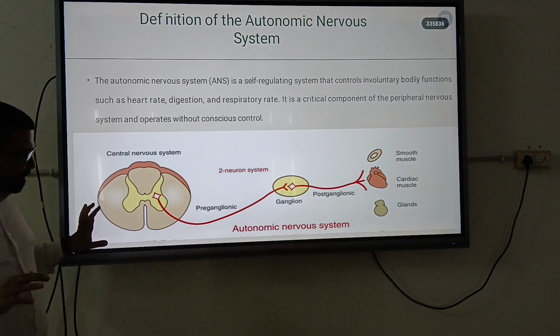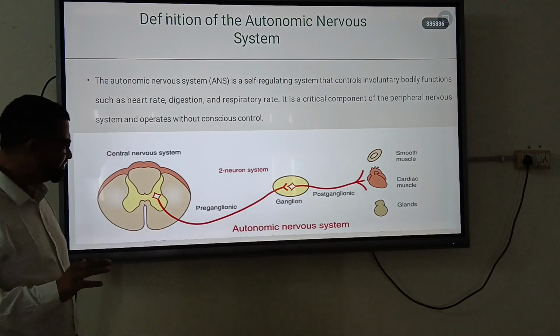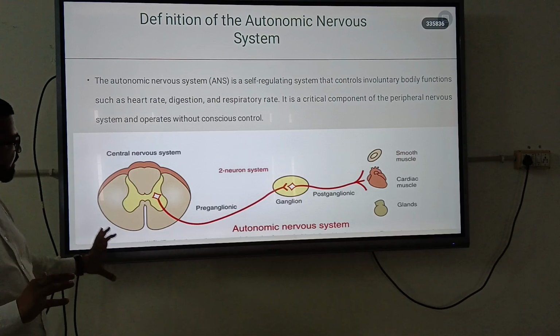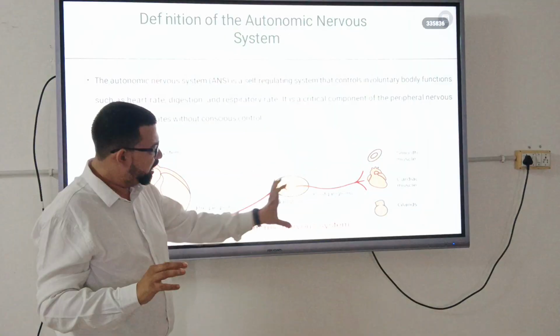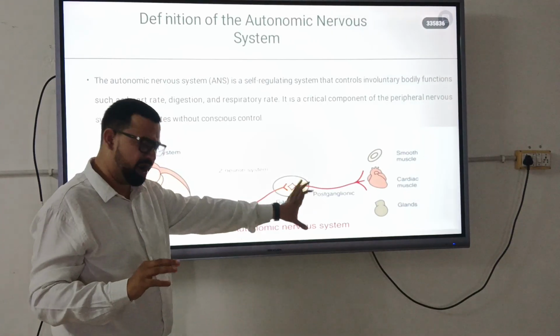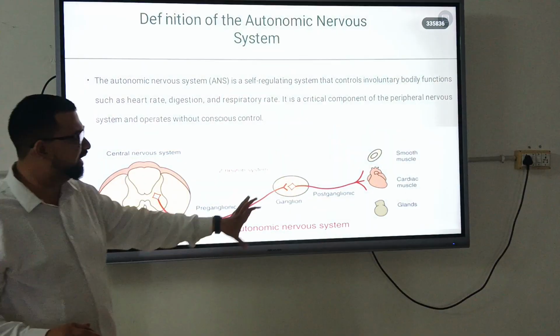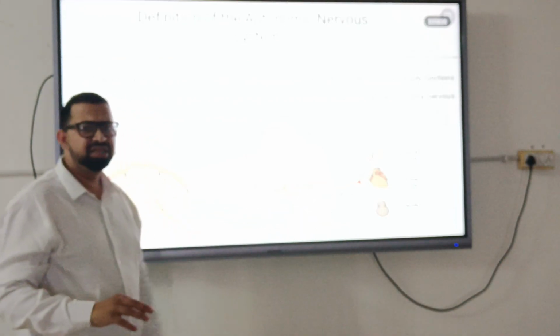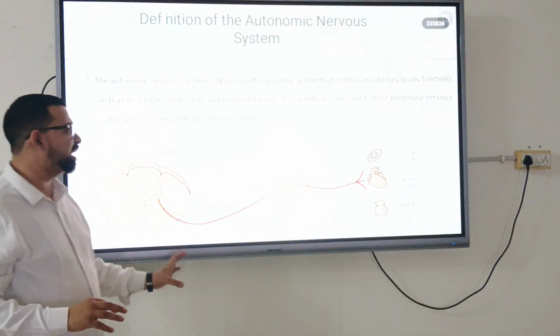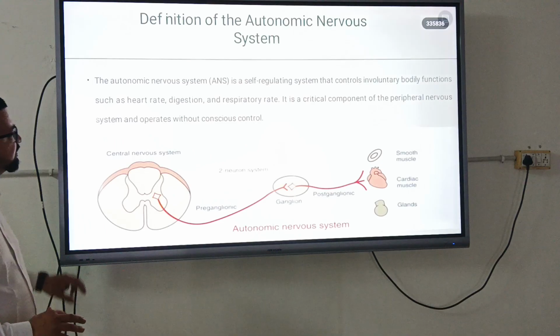This is the basic structure of the autonomic nervous system. The signal from the central nervous system moves through the preganglionic part and then the postganglionic part, which we will discuss later. The targets are smooth muscles, cardiac muscles and glands. These come under the autonomic nervous system.